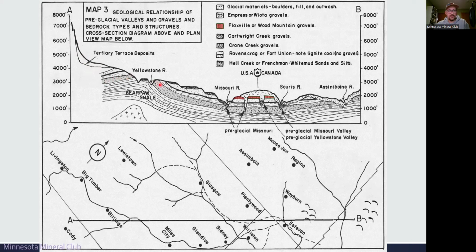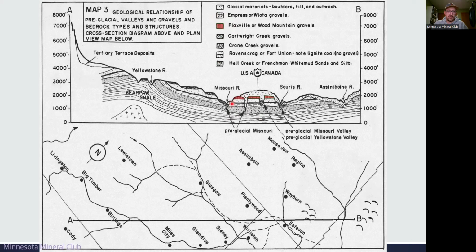And then, looking through these different river valleys, you've got your Yellowstone River, which cuts down into some of your different formations, your Bear Paw shales and such. Going through, you've got your Missouri River and then your deeper cut of pre-glacial Missouri that you can find. This hash mark and stuff here is your glacial material. So reworked material, which is capping over, as you can see here, some of this red. And this red I've highlighted is your Flaxville or Wood Mountain gravels.